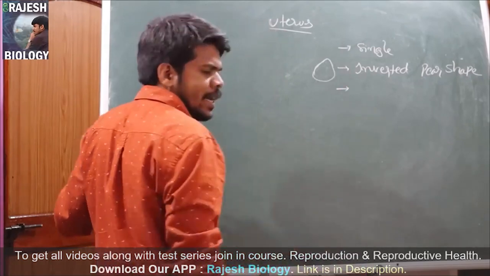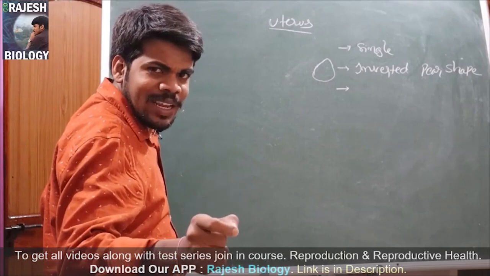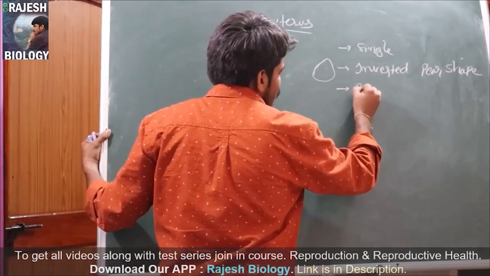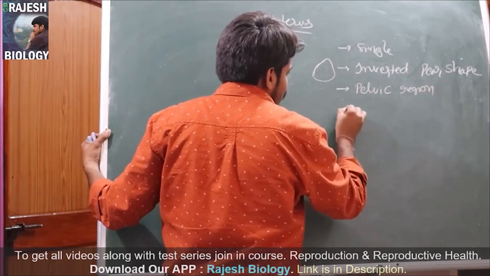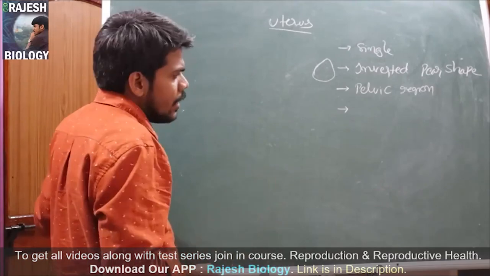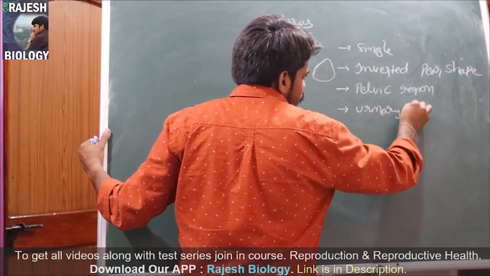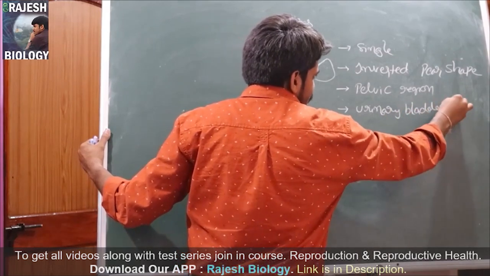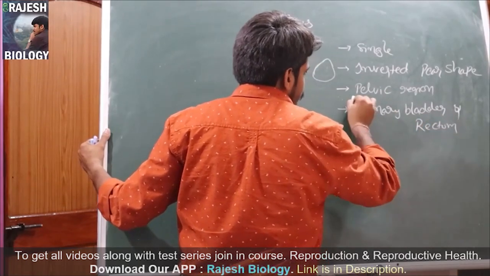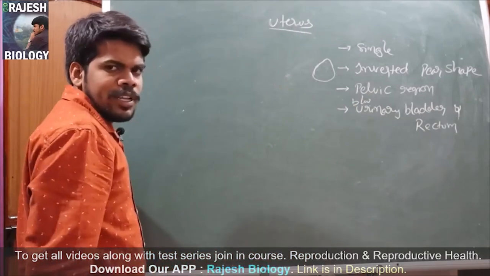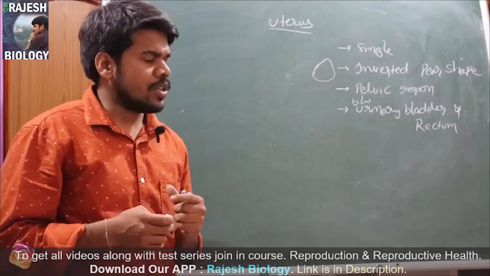Where is it located? As you already know, all the reproductive organs are present in the pelvic region. In the pelvic region, it is located between the urinary bladder and rectum. It is an inverted pear-shaped structure.